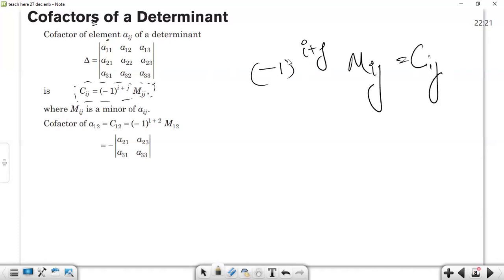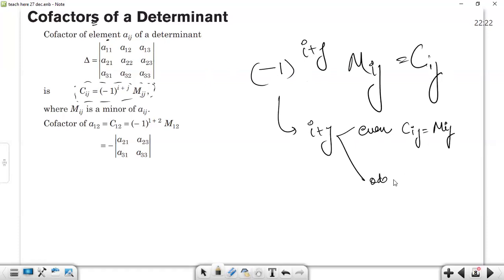It gives a sign, positive or negative. So for i plus j being even, the cofactor is equal to the minor. For i plus j being odd, the cofactor has the opposite sign to the minor. I'm saying opposite sign, not negative necessarily.